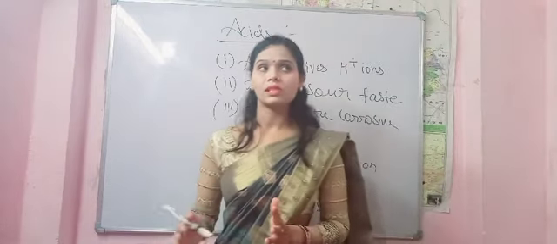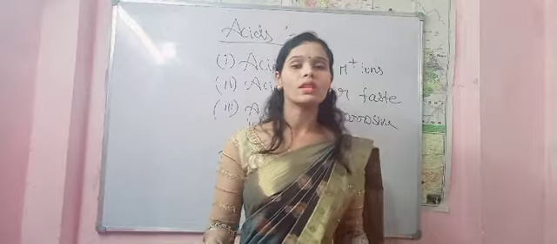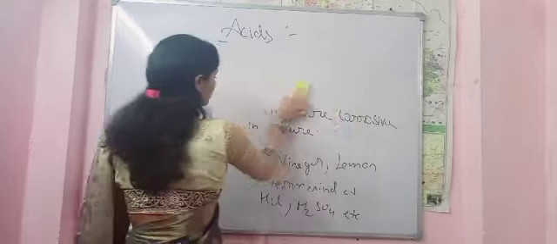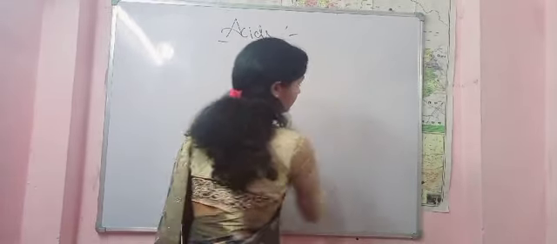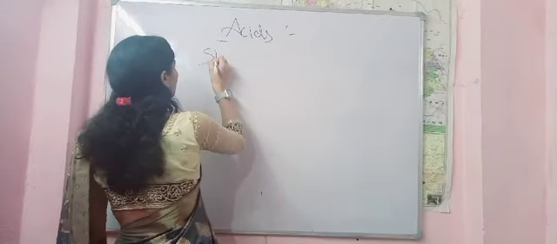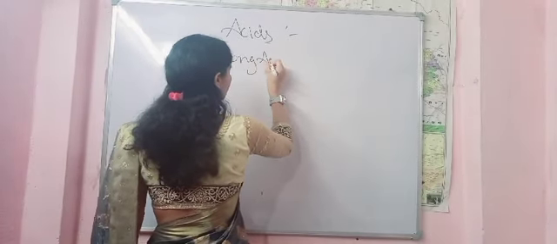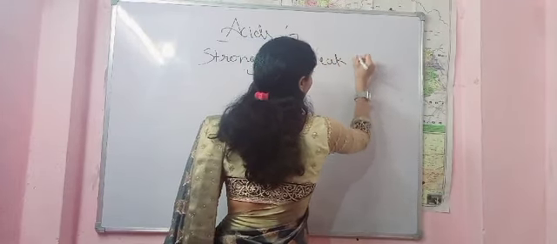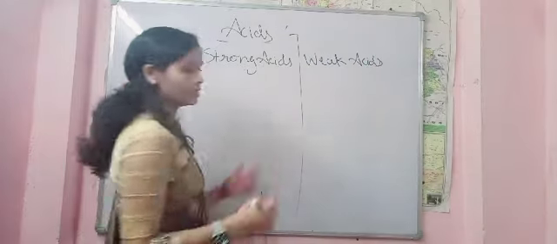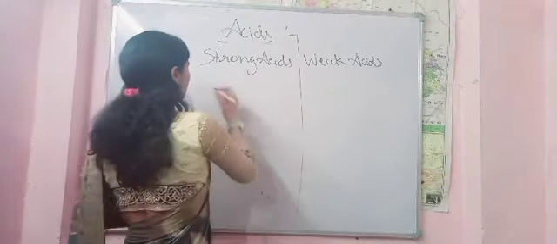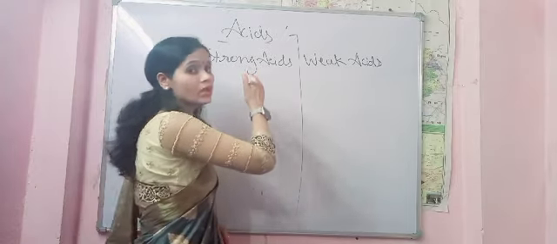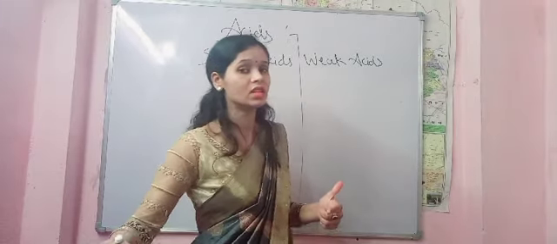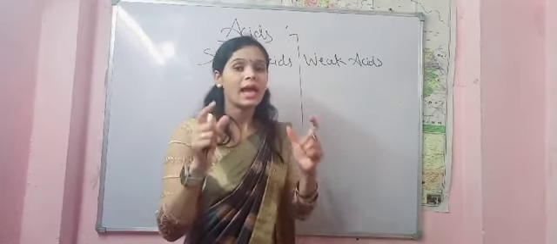There are two kinds of acids. Acids are either strong acids or weak acids. So what are strong acids? Let us discuss strong acids and weak acids. Strong acids are those that, when they come in contact with water or an aqueous solution, completely release, completely furnish or give H plus ions.